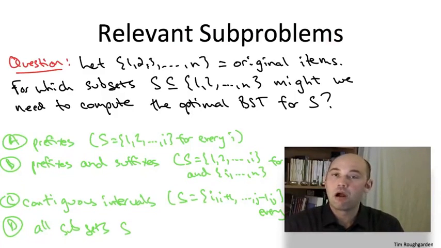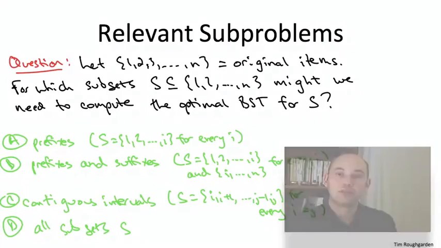So it is not true that you're always going to have a prefix or a suffix of the original set of items. But what is true is that you will have some contiguous set of items. If you have I as your smallest item in the subproblem and J is the biggest, you're going to have all of the items in between. And that's because you were only plucking off items from the left or from the right. So that's why C is the correct answer. You need more subproblems than just prefixes and suffixes.